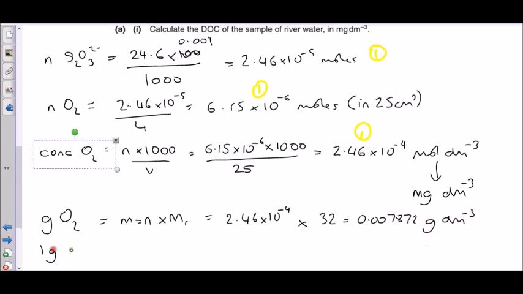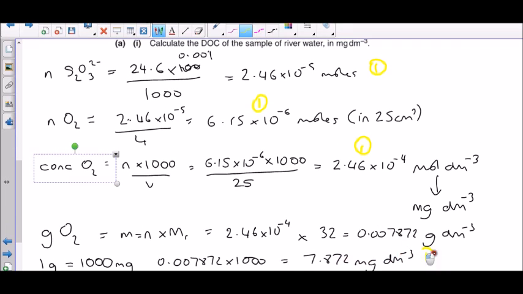Remember that 1 gram equals 1,000 milligrams, so we're going to times that by 1,000, and that gives us 7.872 milligrams per decimetre cubed, and that's the final mark in this question.